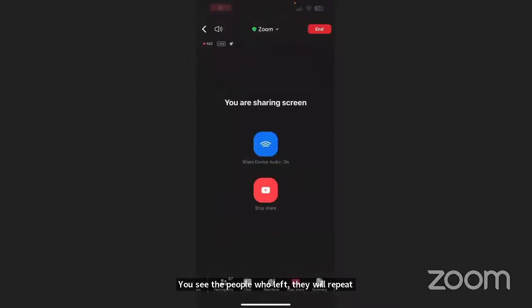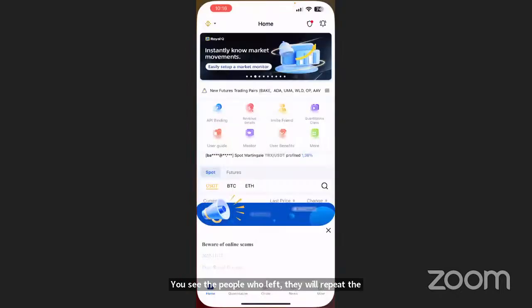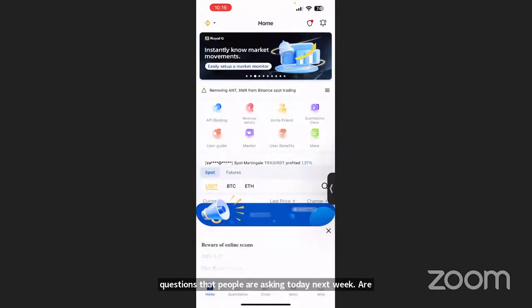We should have closed by now. It's 10:16. We spent like 1 hour. Okay, Mashima, I'm sharing my screen. Then I'll come back again. Hey, now we have only 67. You see the people who left. They will repeat the questions that people are asking today next week. Are you moving forward or moving backwards in life? Chai, Jesu. It's not easy to deal with people.